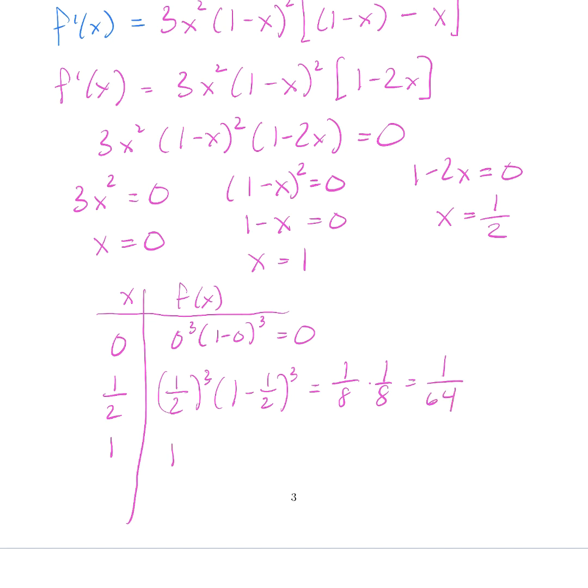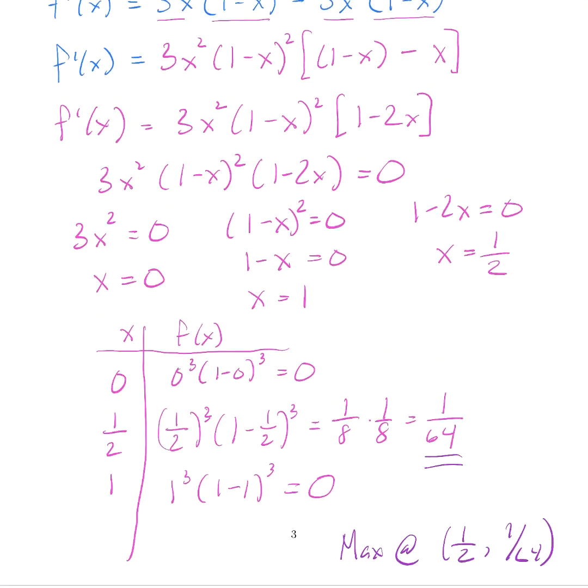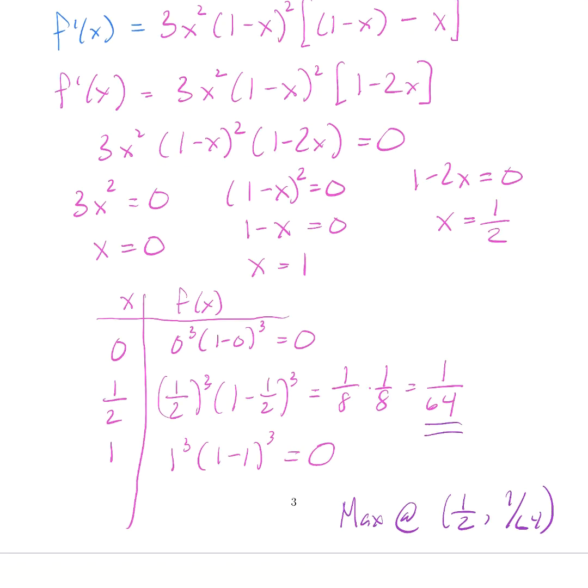And at 1, we get 1 cubed times 1 minus 1 cubed, or 0. Okay, we ask ourselves which one of those is largest. And that largest output here is 1/64. And so we would say that there's a maximum at 1/2, 1/64. Okay, there are the activities to the 3.1 solution. See if you can use those to help work through the homework in the textbook.